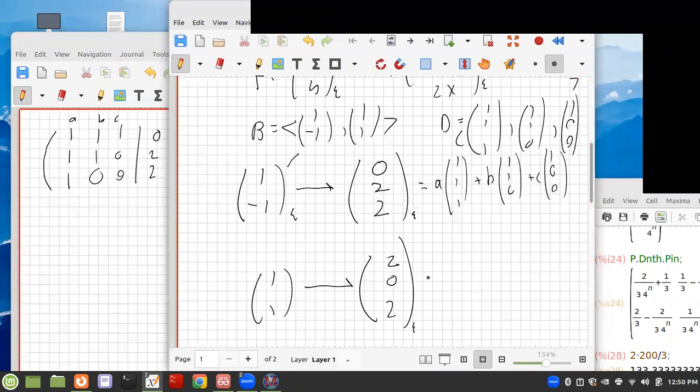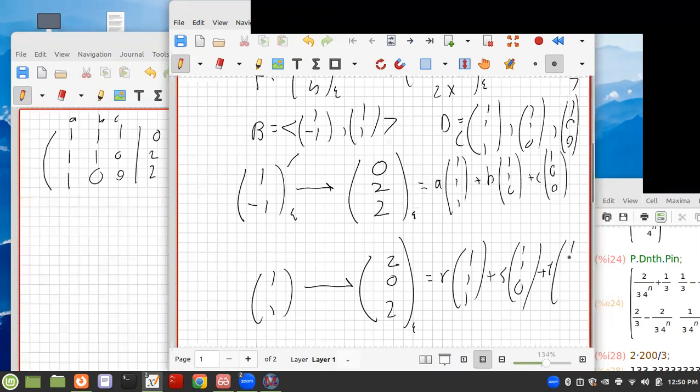I do the same thing for this one. I'd write this one as R times 1, 1, 1 plus S times 1, 1, 0 plus T times 1, 0, 0. Now let's say I found A, B, and C. What this would become would be A, B, C in basis D.